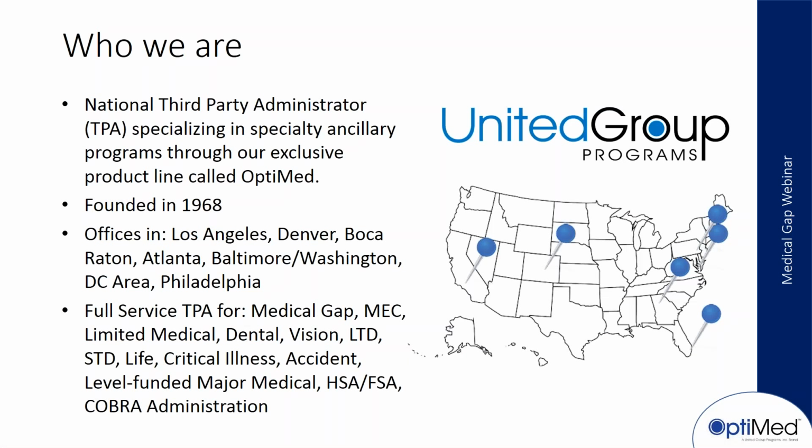So that's kind of like the sales strategies. I'm going to go over a little bit about who we are, just in case anybody missed the first go around. We are a third-party administrator. We work with multiple different carrier partners to bring you fully insured products, and we do some self-insured products. But we mostly market GAP as our number one product by far. So we do GAP programs. We do limited benefit programs, MEC, minimum essential coverage programs. We do level-funded major medical.